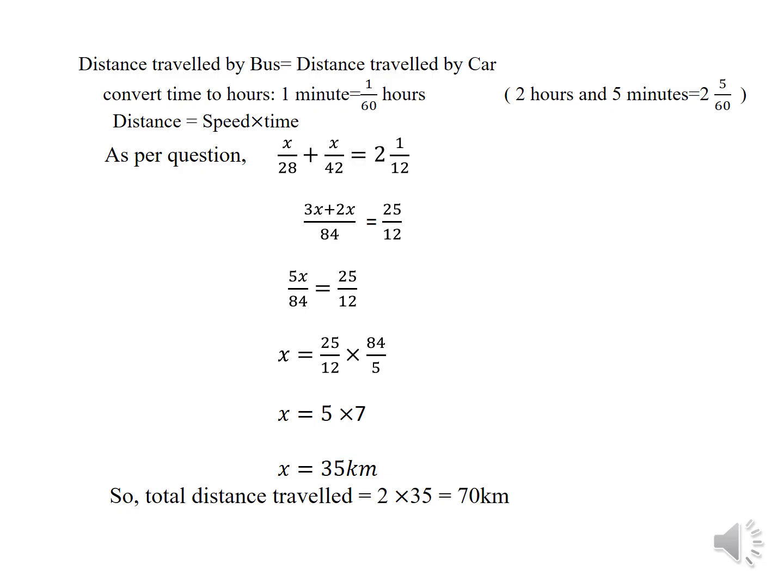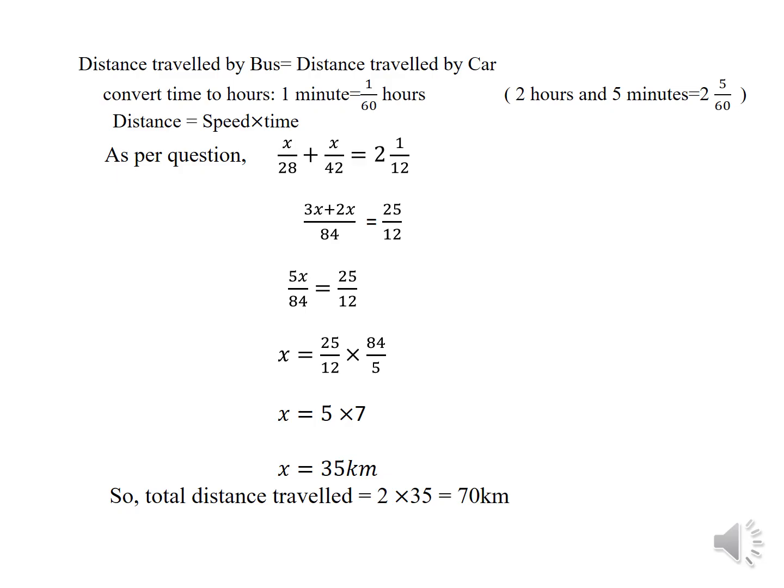So as per the question, how to solve: first set up the equation for the time travelled by bus and car, using the fact that the distances are equal and the total time is known. Solve for the time, then calculate the total distance. So first we have to calculate the whole thing in terms of time. Using the formula distance is equal to speed into time, we can also write time is equal to distance by speed. Since we know the time, just substitute everything in time.